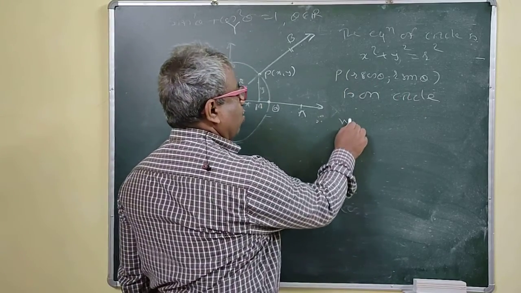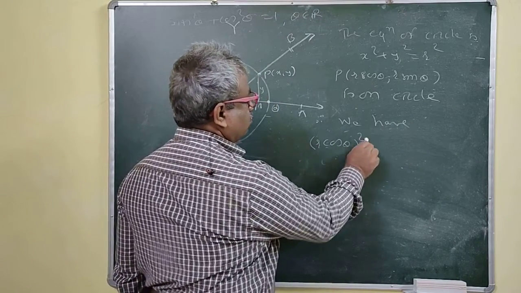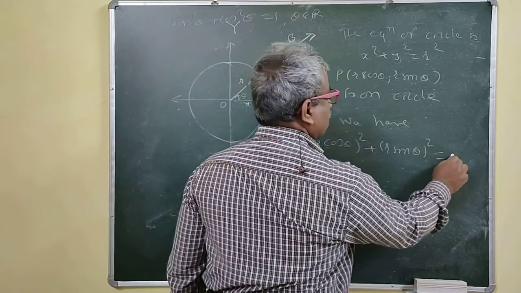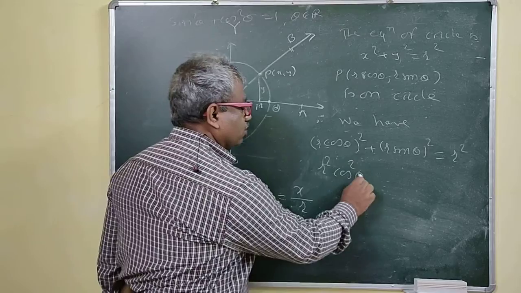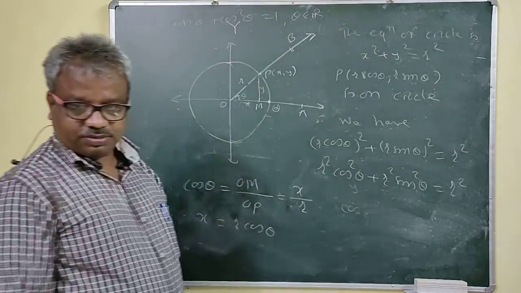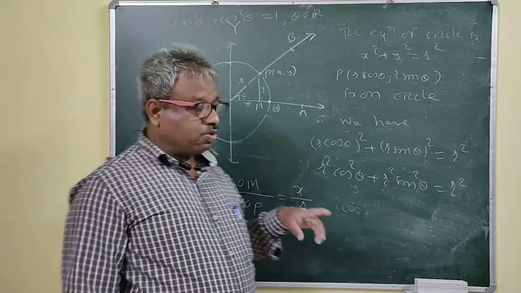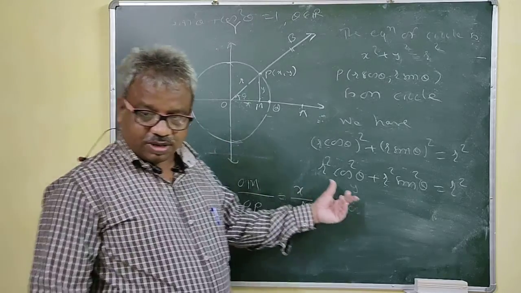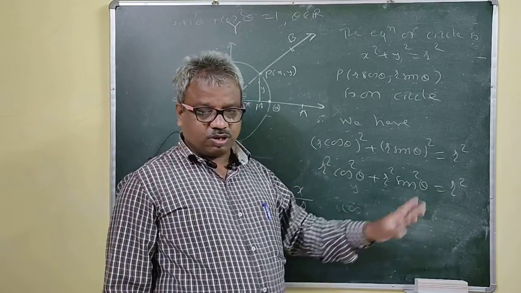Therefore we have (r cos theta) square plus (r sin theta) square is equal to r square. So this is r square cos square theta plus r square sin square theta is equal to r square. Now r square is in each term and it is not 0 because it is the radius of the circle. The radius of the circle cannot be 0. If you want to divide by a number, that number should not be 0. So you are dividing by r square, and note that r square should not be 0.